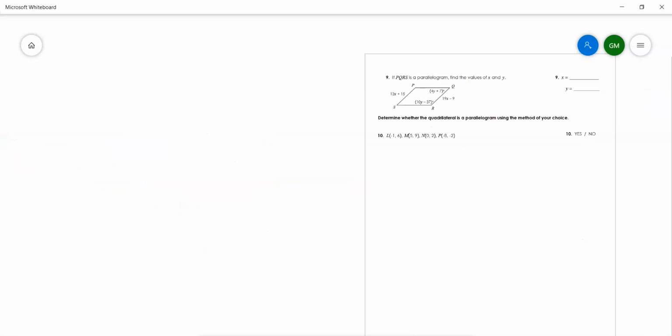All right, guys, last two, number 9. It says that PQRS is a parallelogram, so we're not proving anything. We're just going to assume that that's a true statement. And they want us to find the values of x and y. So let's go ahead and do x first because it gives me opposite sides here, and opposite sides in a parallelogram are equal. So we have 13x plus 15 is equal to 19x minus 9.